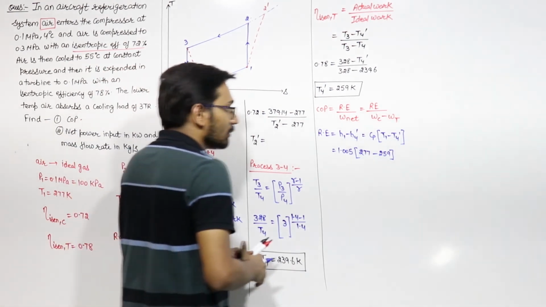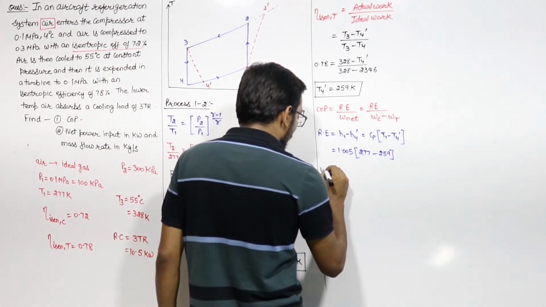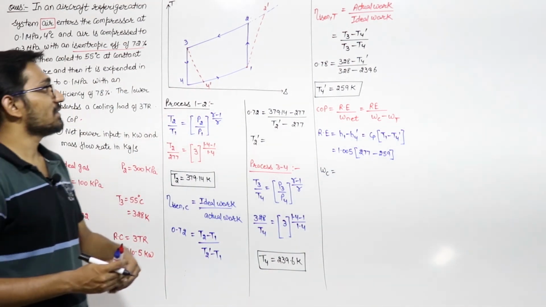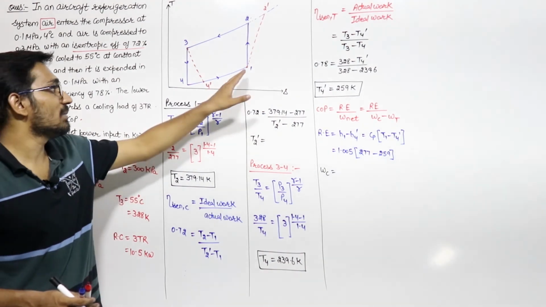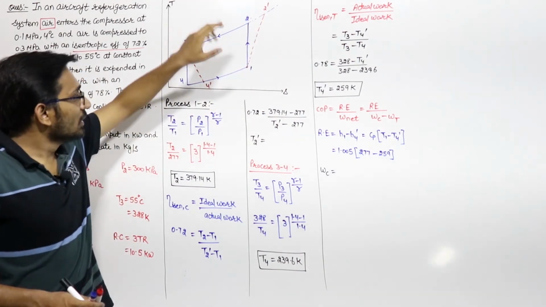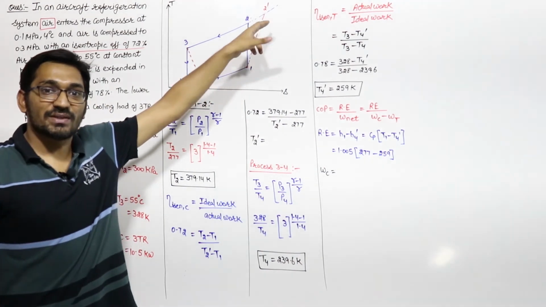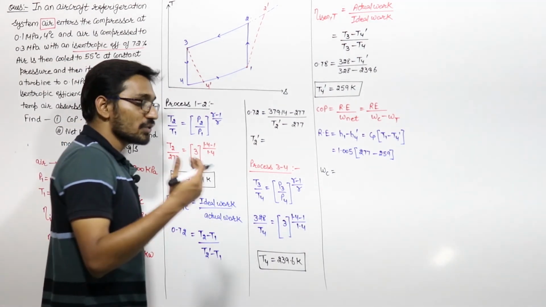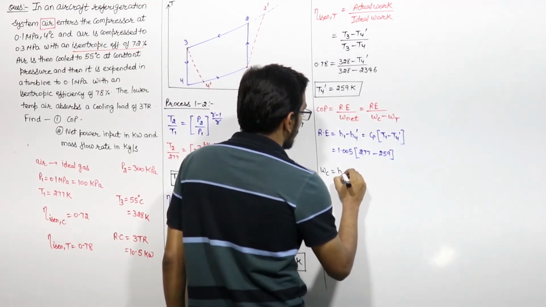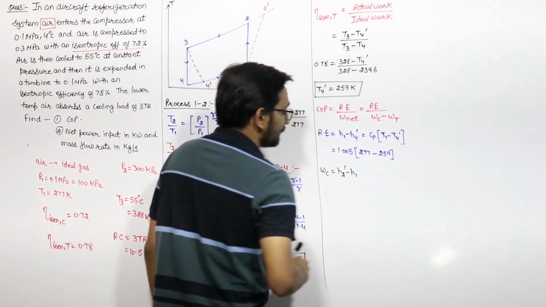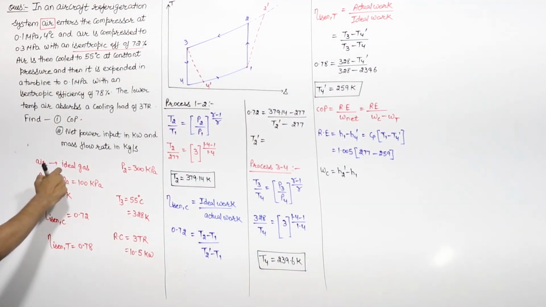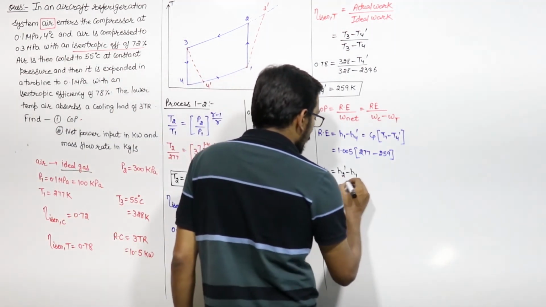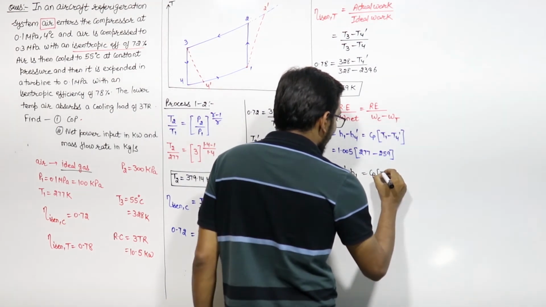Now, what is work required by the compressor? WC. Now we have to use the steady flow energy equation between 1 to 2 dash. This 1 to 2 dash is not a polytropic process. It is an adiabatic process, but irreversible adiabatic process. So we can use the steady flow energy equation. So this will be equal to H2 dash minus H1, and ideal gas is given in the question.